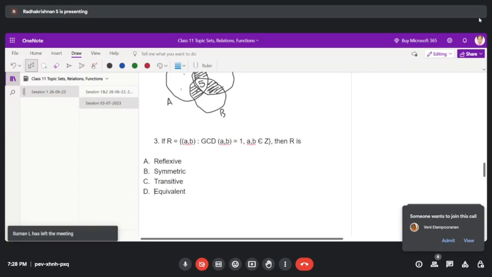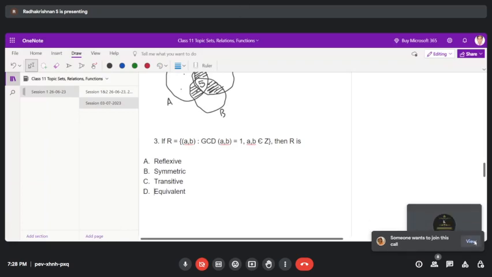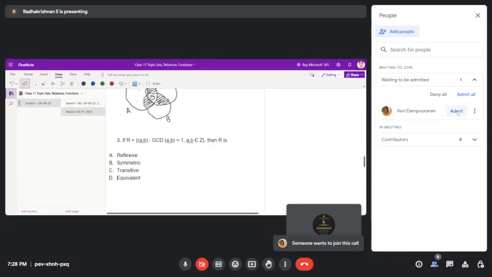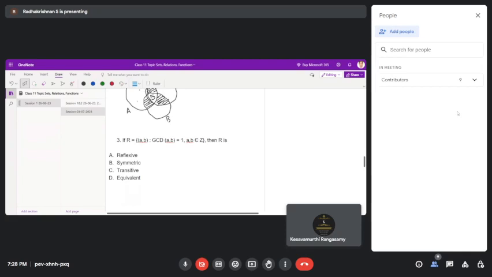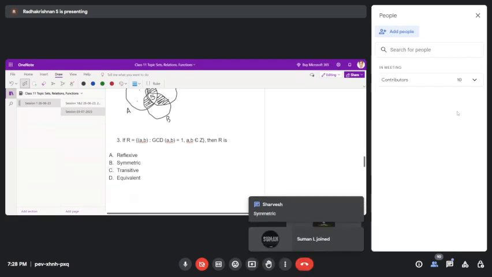Let us test each one of them. Suppose two numbers are defined so that their GCD is 1. What is the definition of reflexive? A is related to A, right? So in this case, is A related to A? That is the question. Just put one example.